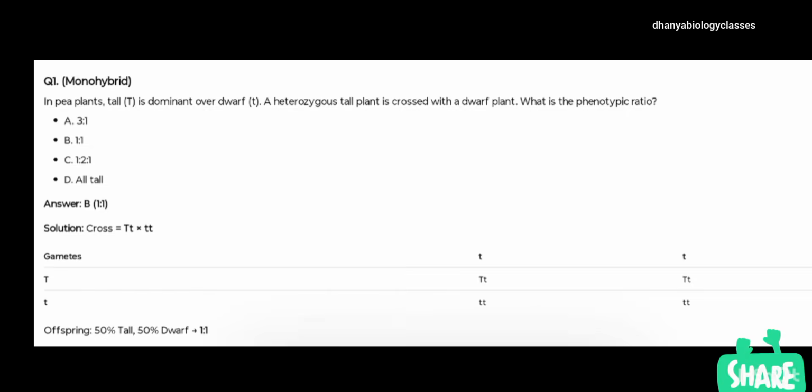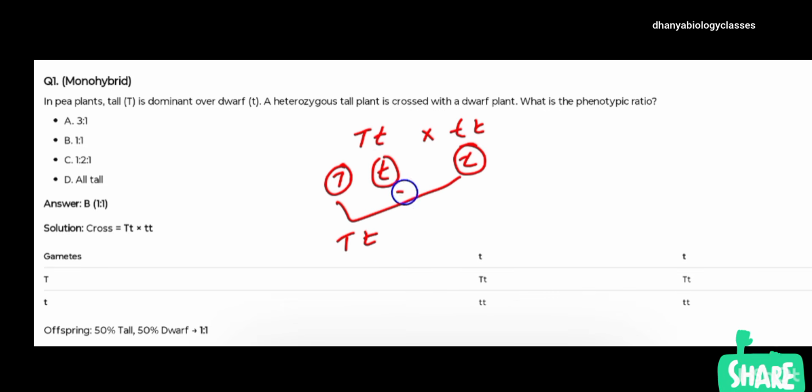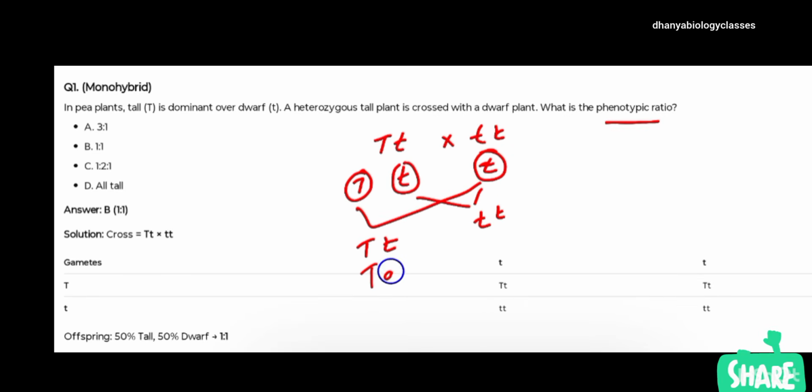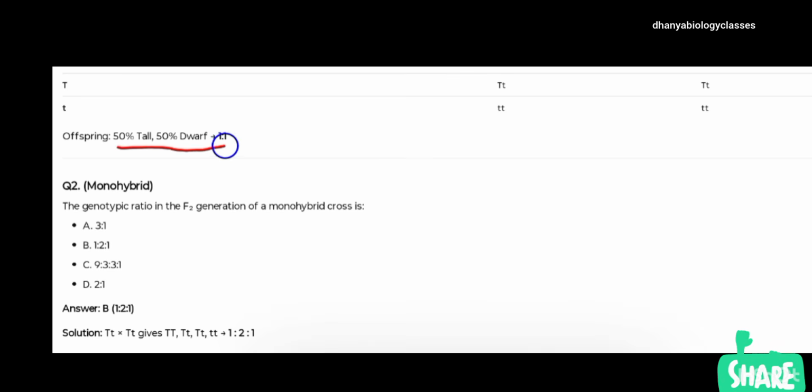Okay. So the first question: in pea plants, tall is dominant over dwarf. A heterozygous tall plant is crossed with a dwarf plant. What is the phenotypic ratio? So heterozygous tall plant means capital T, small t, crossed with dwarf plant, small t, small t. So here 2 gametes, capital T as well as small t, and here one type, that is small t. So the cross is capital T small t and small t small t. Okay. So the ratio is tall and dwarf, right? So the phenotypic ratio is 1:1, 1 tall to 1 dwarf. So option B is the correct answer, or 50% tall and 50% dwarf. Okay.